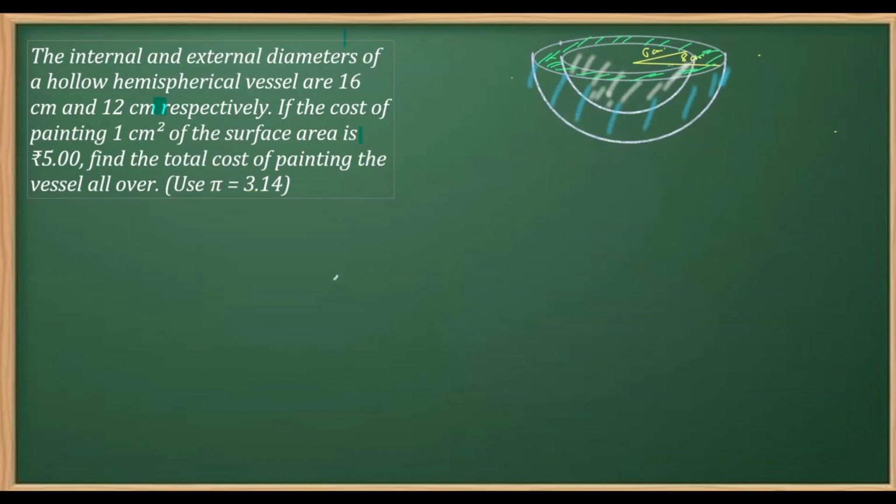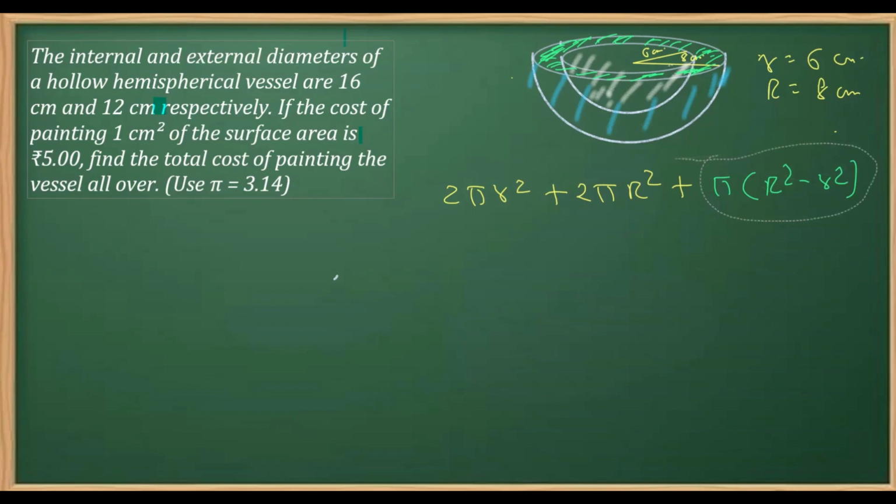Let me write the symbols: small r, 6 centimeter, is the internal radius and capital R is 8 centimeter, the external radius. So first we'll be finding the inside curved surface area. And what is the formula for the curved surface area of a hemisphere? It's 2 pi r square, plus the outside, which has to be 2 pi capital R square, plus the area of the ring which I talked about. This is the ring. And the area of a ring is pi times capital R square minus small r square. So it should be clear now.